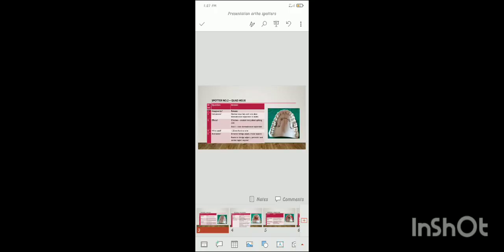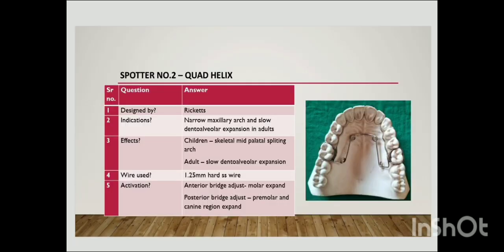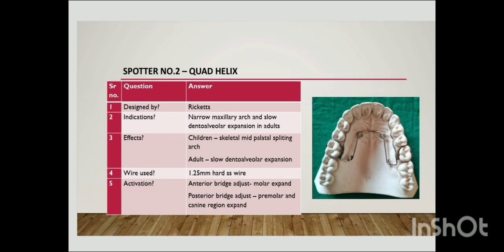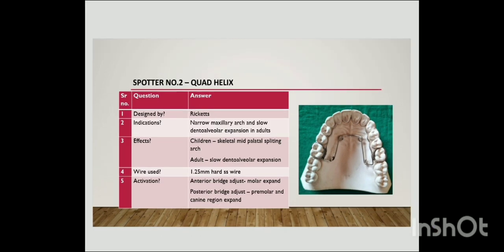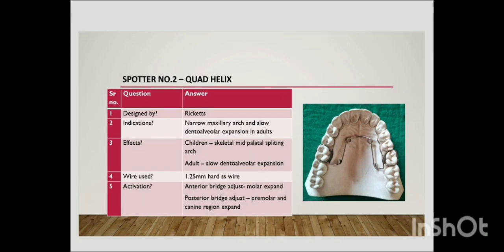Next spotter is quad helix. Again, the frequently asked question is: who designed the quad helix? Ricketts, in the year 1975. Now, indications of the quad helix are narrow maxillary arch and slow dentoalveolar expansion in adults.